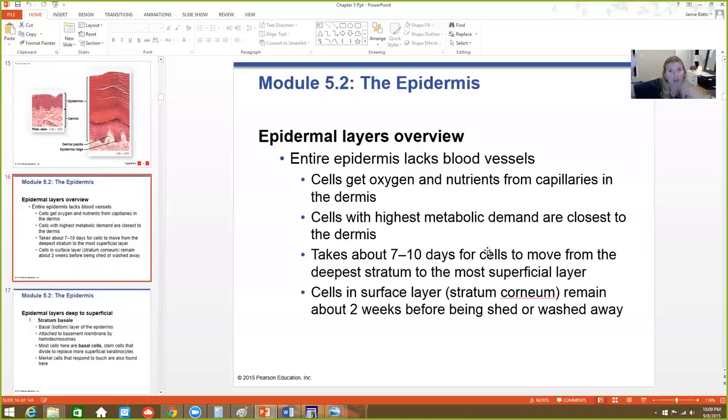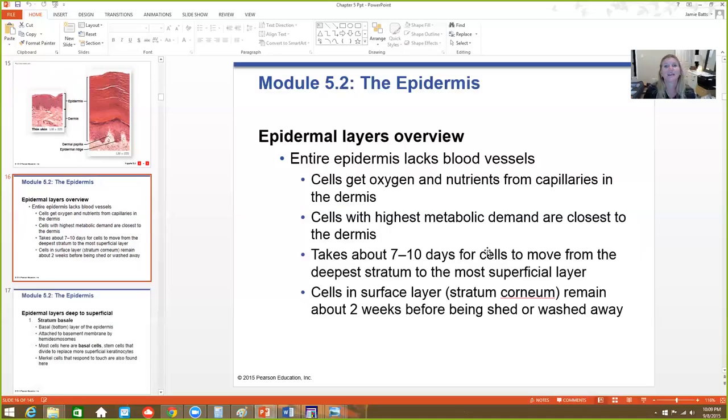They don't need oxygen. Those deeper cells, the ones that are closer to the blood supply, are the ones that are still living and dividing. Every 7 to 10 days, those cells are recycled. So in other words, it takes 7 to 10 days for those cells to migrate from that deep layer to that superficial layer and get shed off. So about 2 weeks or so is how long it takes for those cells to finally fall off.